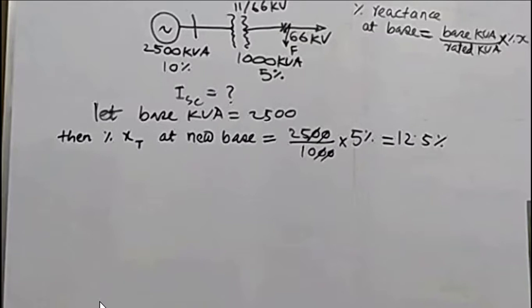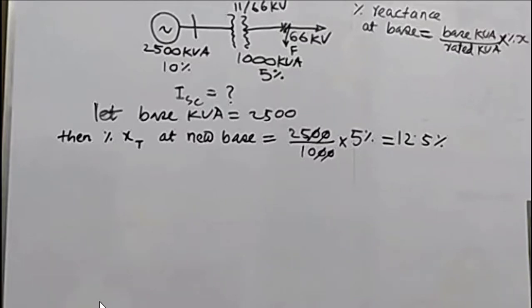We have chosen a base of 2500 kVA. Let the base kVA equal 2500. You can choose anything, but we have chosen it. I told you to take the highest; if you choose that, it will be easier to calculate.